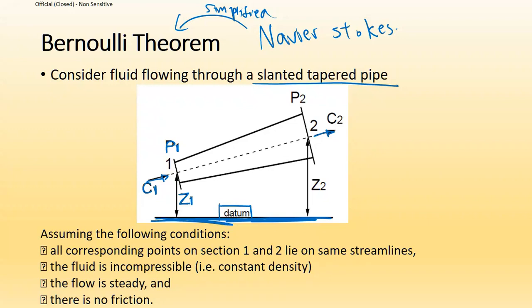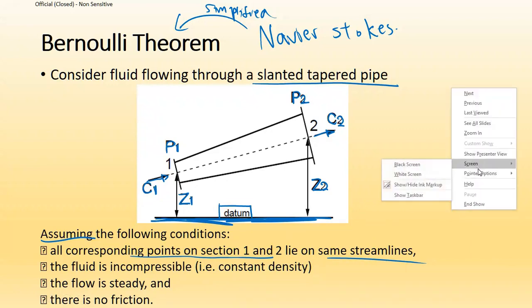Same thing at the outlet, we also have these three terms: P2, C2, and Z2. We are going to assume this generic example. A few assumptions are needed for this Bernoulli equation to be valid. The first thing is that all corresponding points on 1 and 2 must be on the same streamline.